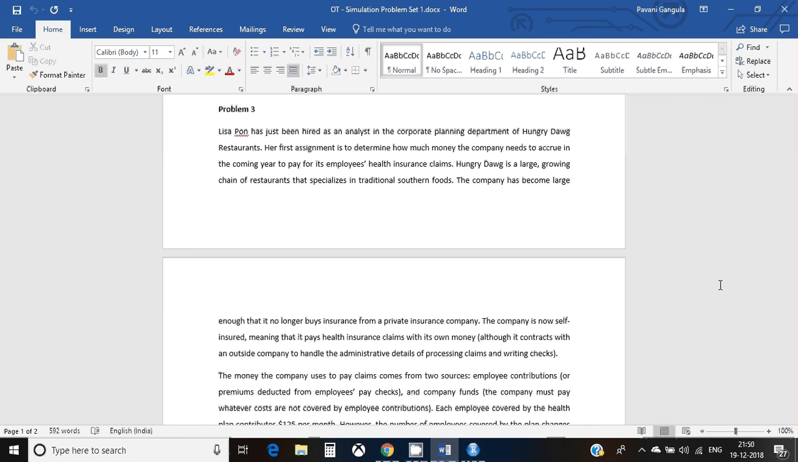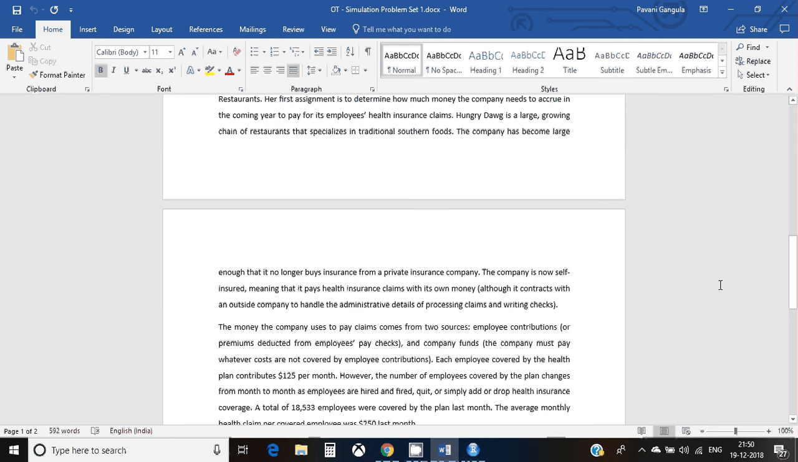The company has become large enough that it no longer buys insurance from a private insurance company. The company is now self insured, meaning that it pays health insurance claims with its own money, although it contracts with an outside company to handle the administrative details of processing claims and writing checks.